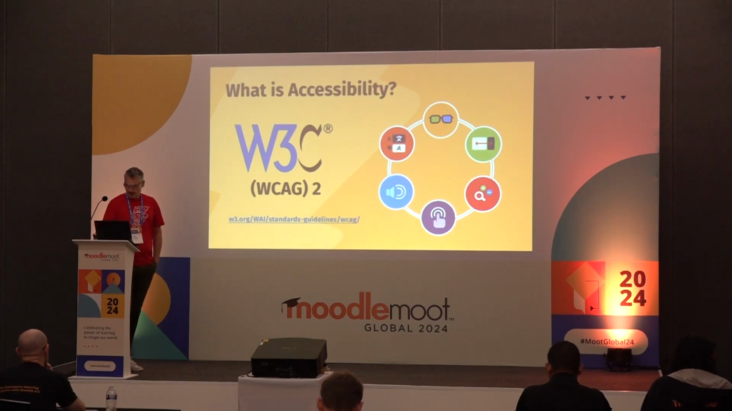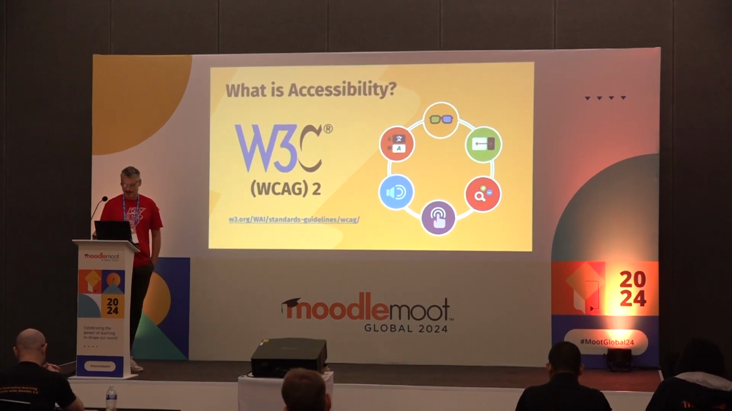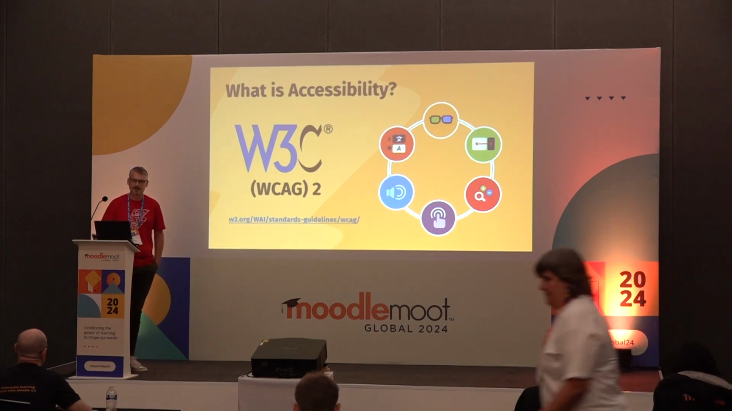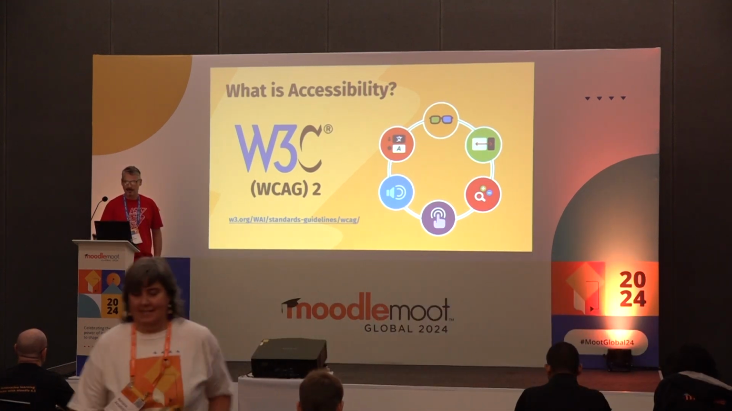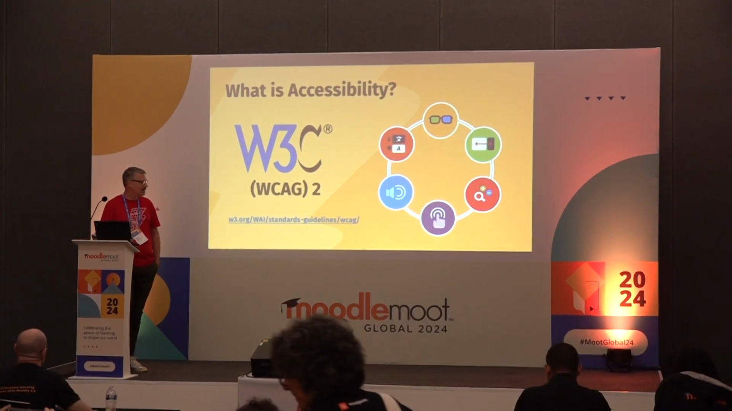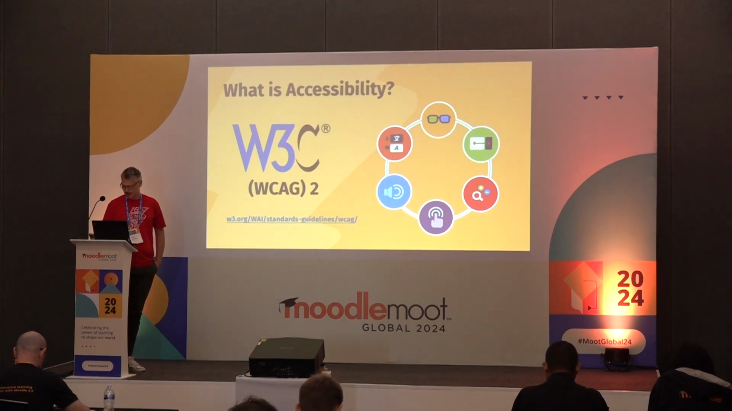So, what is accessibility? In the context of web design, accessibility refers to the practice of creating websites and web applications that can be used by everyone, regardless of their abilities or disabilities. In many regions, web accessibility is not merely a best practice, but also a legal requirement. Thankfully, with the help of internationally recognized standards like WCAG, achieving those accessibility standards in your own Moodles is much easier.